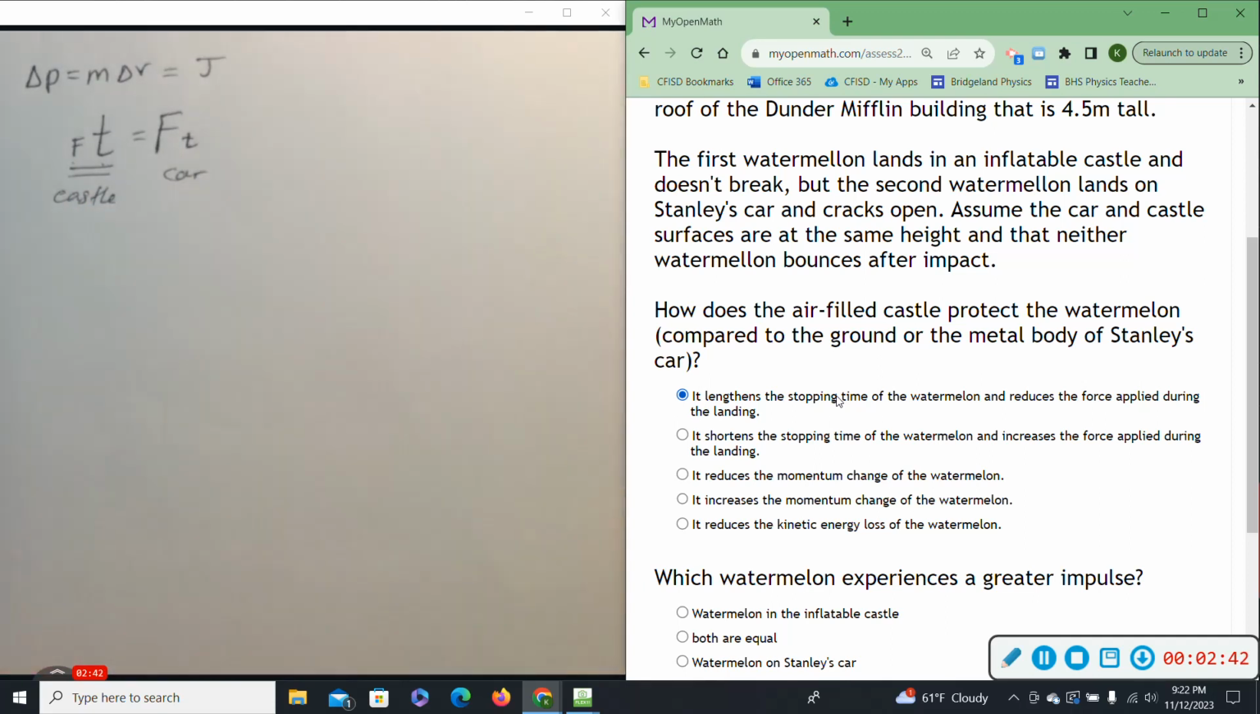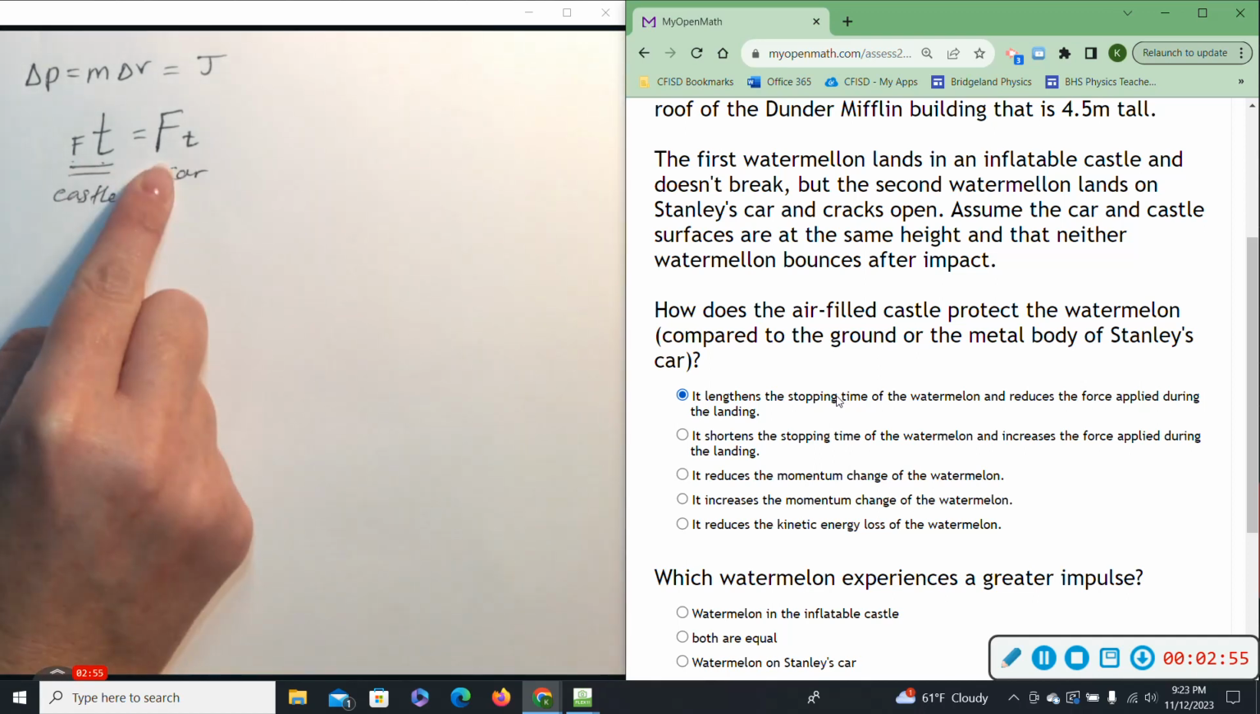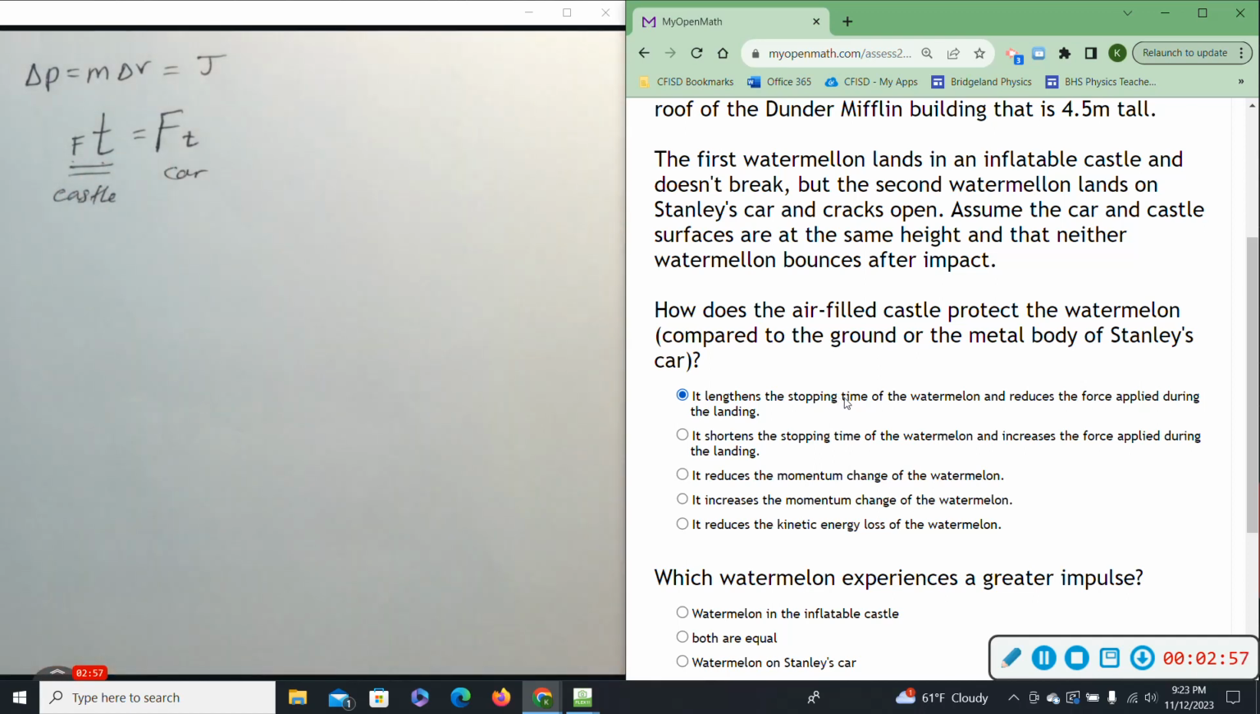So again, it's very similar to some of the examples from the notes, like an airbag, hitting an airbag versus hitting the windshield. The example that we used in the notes was that truck that hit a pile of hay versus hitting a wall. It's the same idea. If it has give to it, then it gives you more time to stop. Greater time means less force.